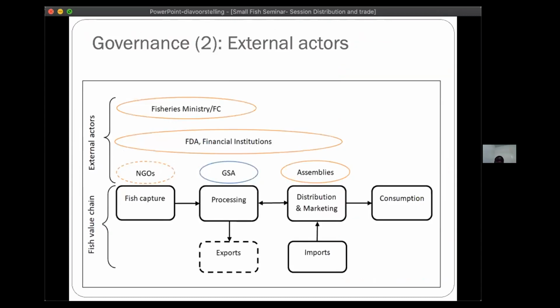This is just an overview to show where the external actors perform their roles in the fish chain. The state is more involved in regulating fish capture, and then NGOs as well. The Ghana Standards Authority and the local assemblies, they play a role in the post-harvest fish chain. Next slide, please.